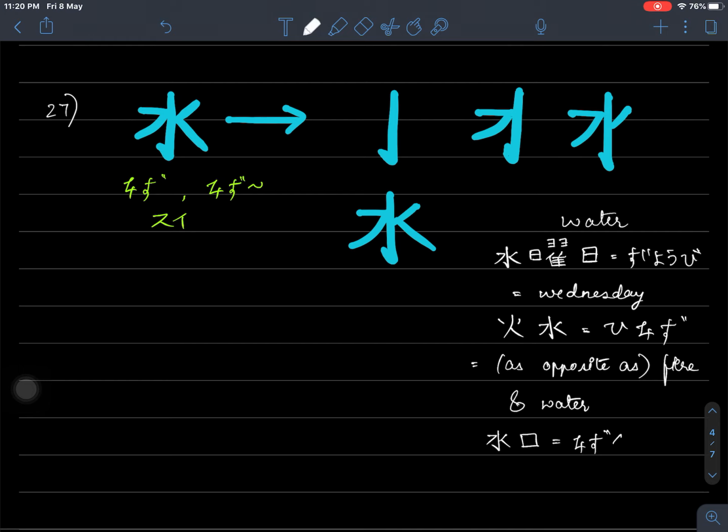This is Mizuguchi, which means nozzle or spout. Again, the mouth from which you have a lot of water coming out. So that's like a spout or a nozzle. Pretty simple, pretty straightforward.